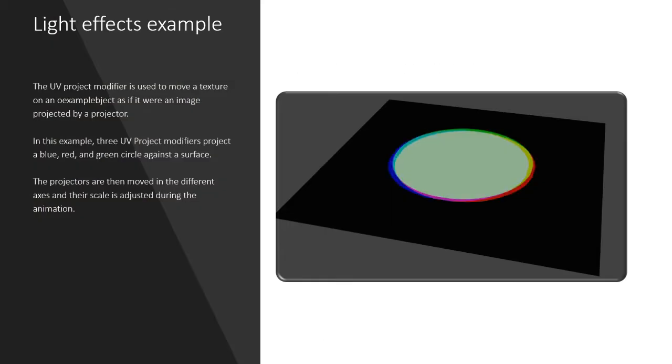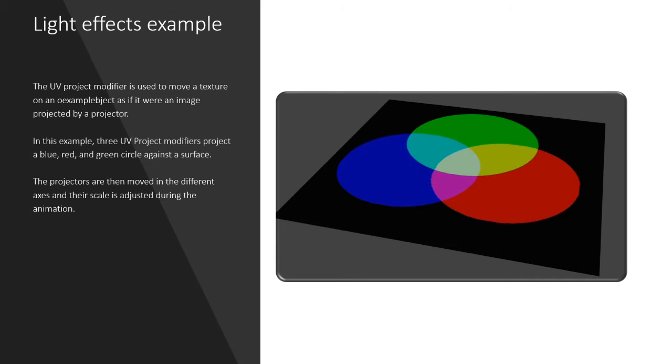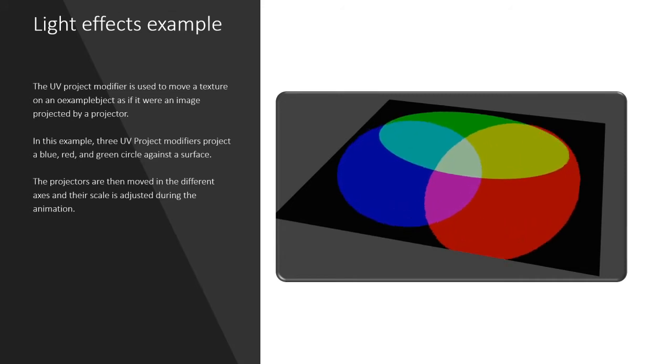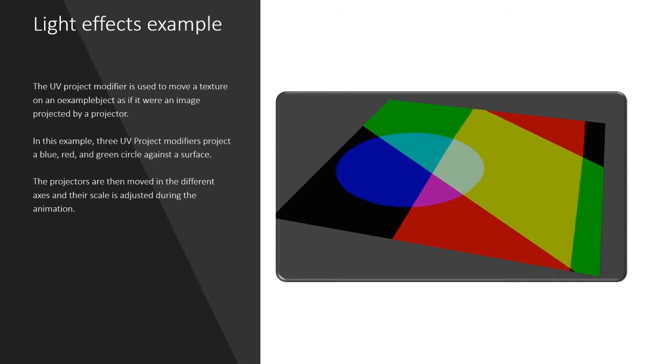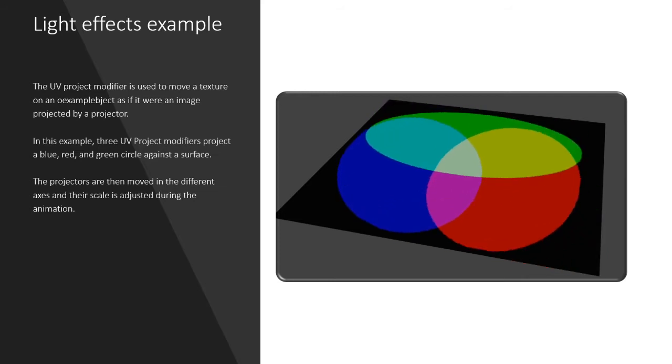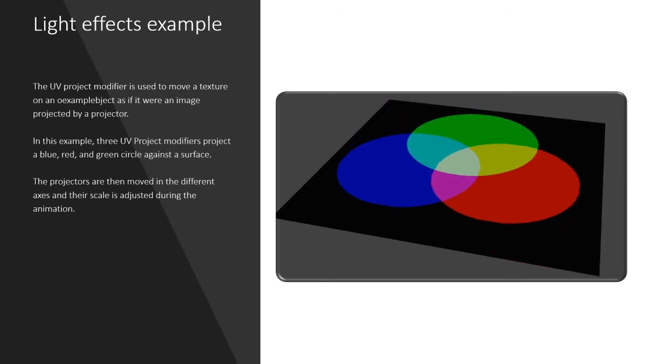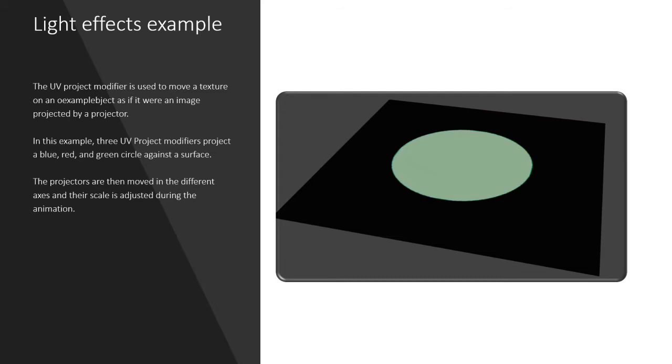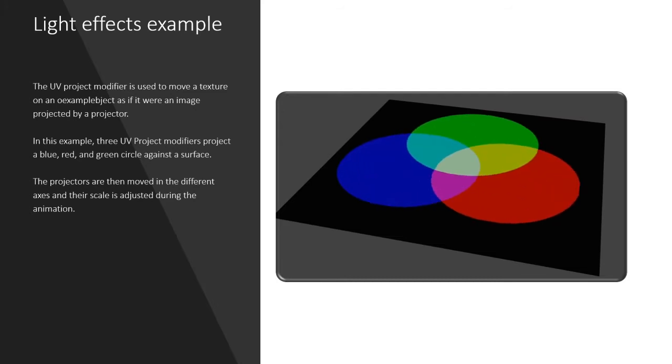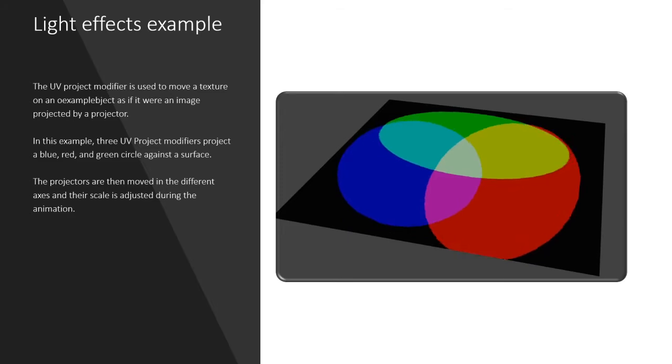The UV project modifier is used to move a texture on an example object as if it were an image projected by a projector. In this example, 3 UV project modifiers project a blue, red, and green circle against a surface. The projectors are then moved in the different axes and their scale is adjusted during the animation.